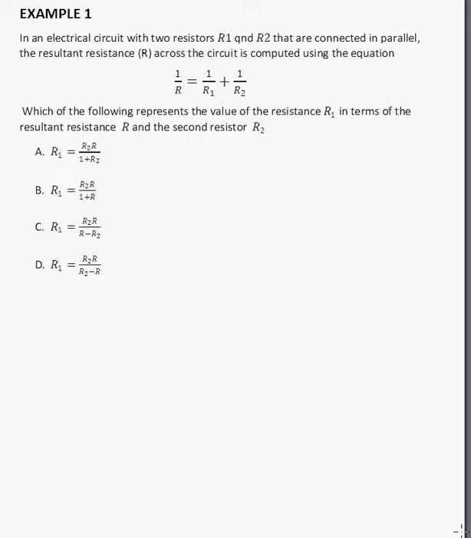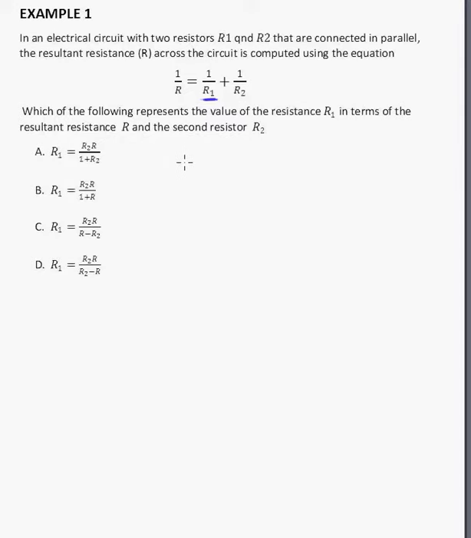So here we have this scenario. We are given this expression and we want to express this in terms of R1. Now, since we want to express this in terms of R1, the first thing to do is to rewrite this equation such that R1 is sitting on its own side.